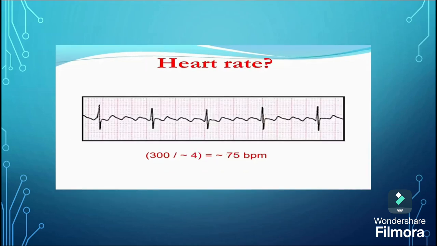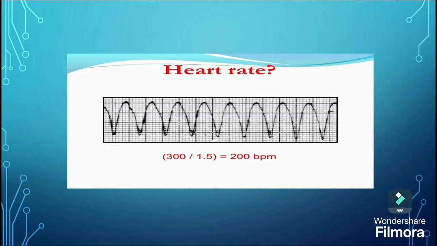Here this is the QRS. So 1, 2, 3, approximately 4. So 300 divided by 4, 75 beats per minute, which is normal. Here the distance is very less, so you can take one and a half. So 300 divided by 1.5, that is 200 beats per minute. So this is tachycardia or tachyarrhythmia, you can see.